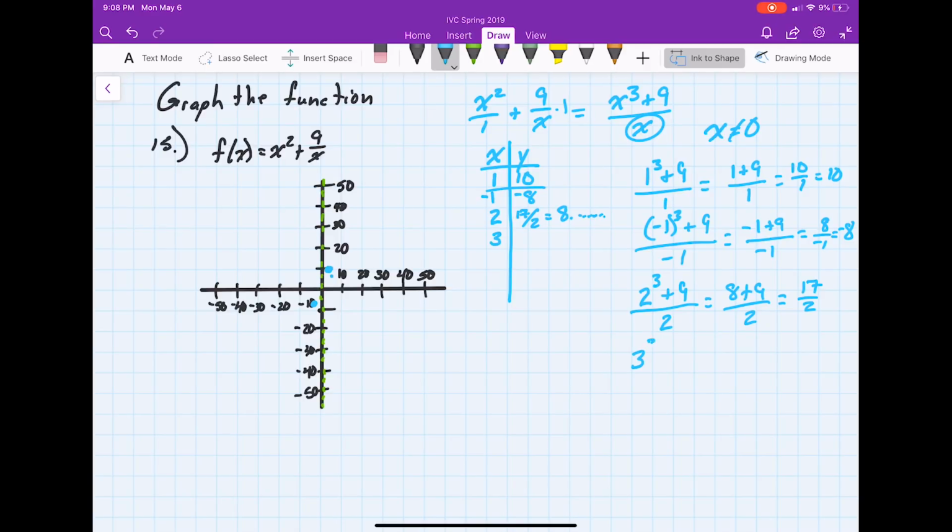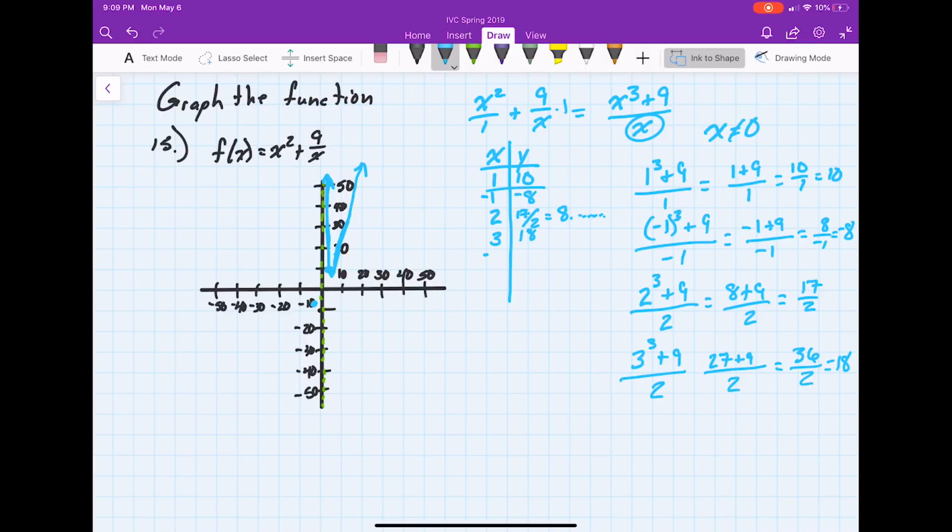Let's try 3. Let's see what happens with 3. So 3 to the third plus 9 over 3. 3 times 3 is 9, times 3 again is 27, plus 9 over 3. So that will be 36 over 3, and a third of 36 is 12. Actually, the 2 I said earlier doesn't matter; the point is, if I put in 3, I get a value that is a lot higher than when I put in 2. So I'm going back up, coming from this 10, and I know it's got to hug this asymptote. So this side of the graph is going to look something like this. It's going to go on forever, of course.